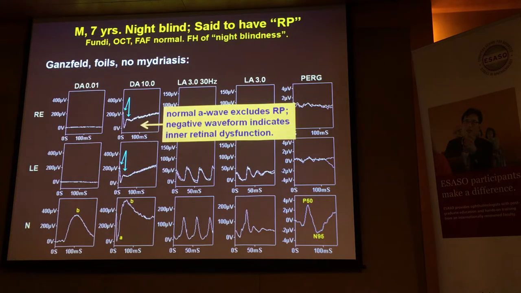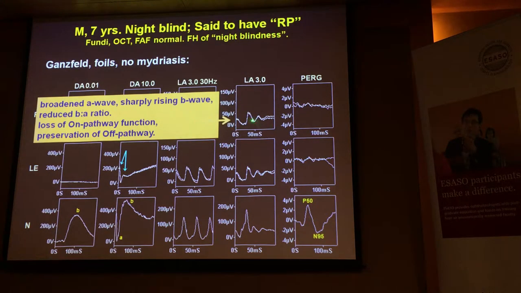But then when you look at the bright flash, the A wave, 230 microvolts, undilated, completely normal. So that excludes rod photoreceptor loss, it excludes the diagnosis of retinitis pigmentosa, and you get the negative ERG shape, which is very typical of the disease which was mentioned earlier on, congenital stationary night blindness.